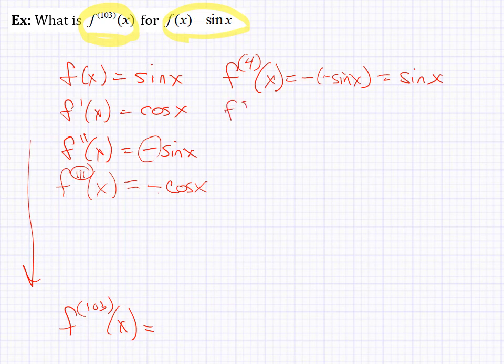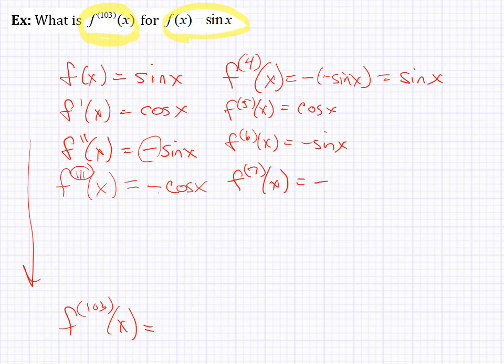So then the fifth derivative would be the cosine. The sixth derivative would be negative sine x. The seventh derivative would be negative cosine x. And we get back to the eighth derivative to get sine again. So you see, it just keeps circling back over and over again. So the fourth derivative, the eighth derivative, the 12th derivative, the 16th derivative, they would all be the sine function.